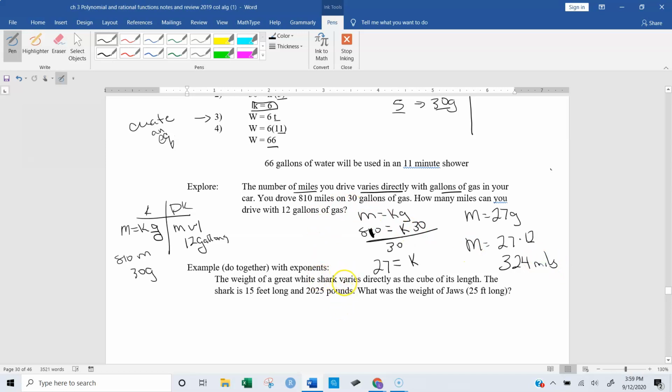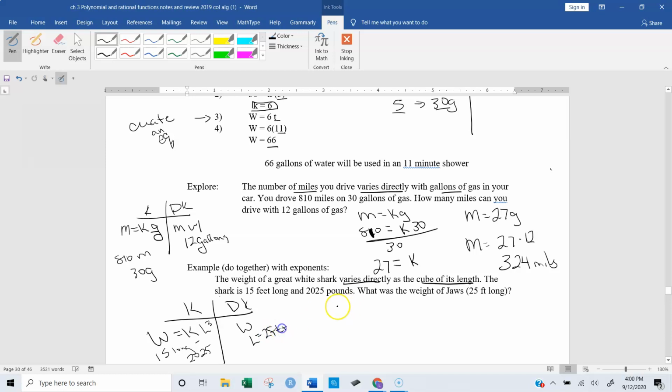All right, here's another one. Varies directly again, so I know I'm multiplying. So we have to be careful on this one. It's a little bit tricky. All right, the weight of a great white shark. So I know my weight varies directly. So I know it equals K times something, as the cube of its length. So L cubed. Okay, the shark is 15 feet long. So it's 15 feet long, and it weighs 2,025 pounds. I don't know, I've got to find weight when my length is equal to 25 feet.